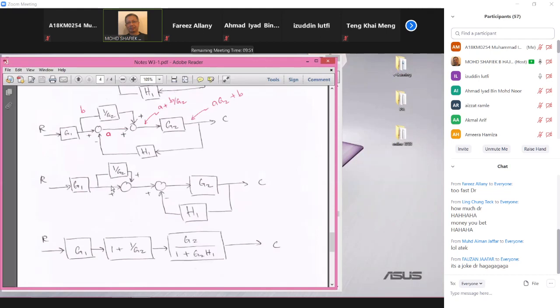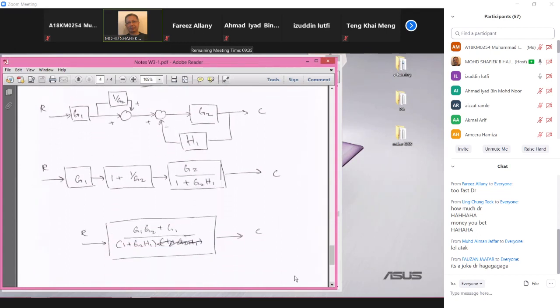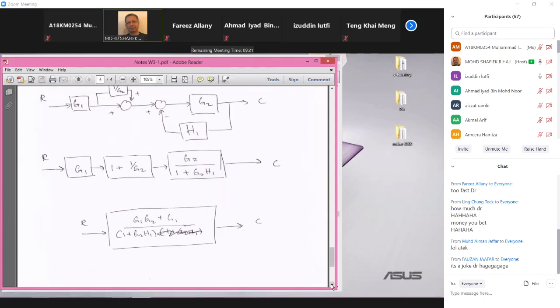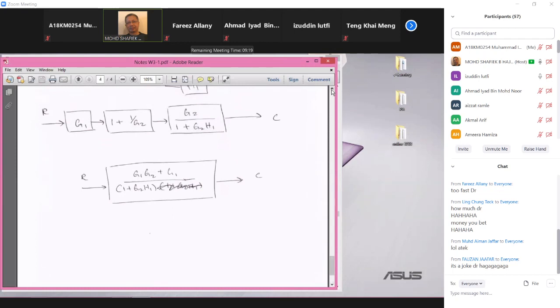One of them is 1 over G2, one of them is 1. So you just add them together, 1 plus 1 over G2. And this is all just one long block in series. So you just multiply them and then you get the final simplified block diagram. Just multiply everything and then you can get now the single block. You need to put everything in numerator divided by the denominator. Okay, so that's the end of my notes.